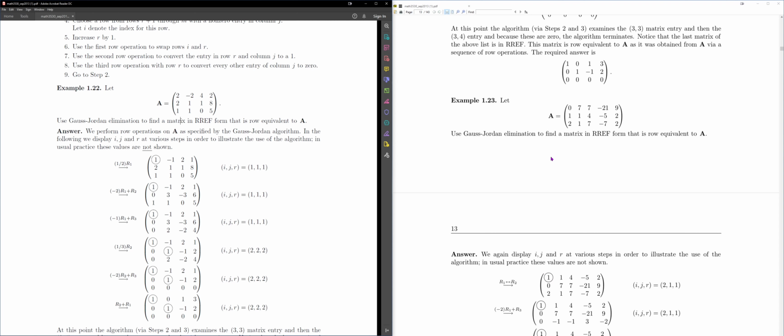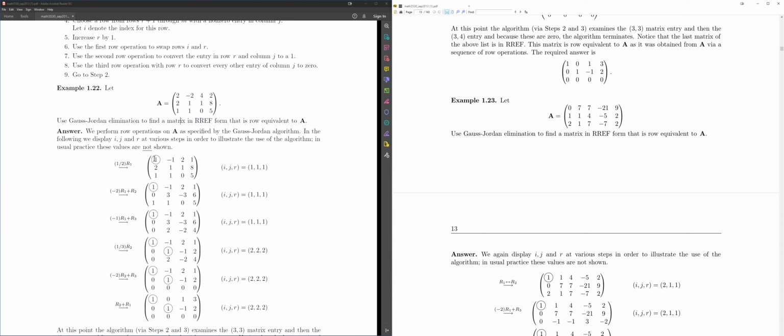If, however, everything else in the column was 0, then what that would mean is you can't find anything to swap up with. And in that case, if everything else in the column is 0, then you just move on to the next column, and you start looking for something that is non-zero over there. But that's not the case over here.